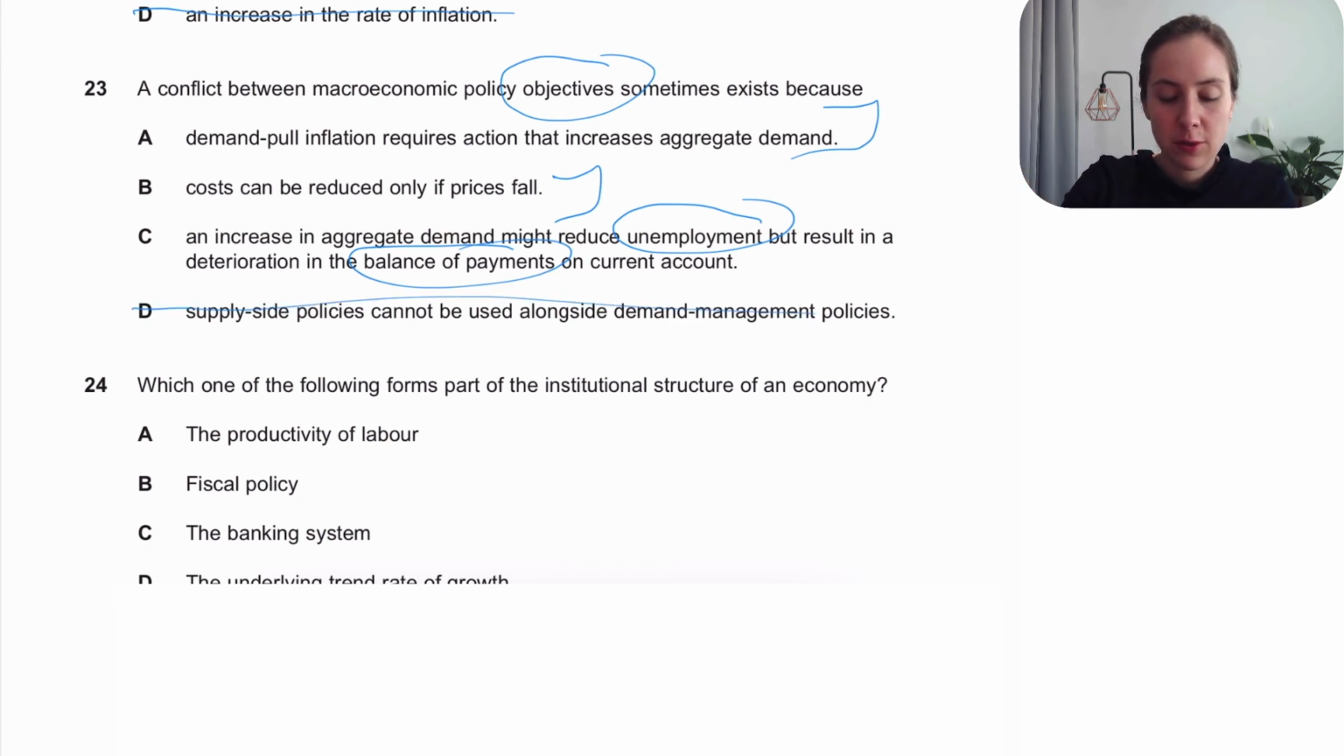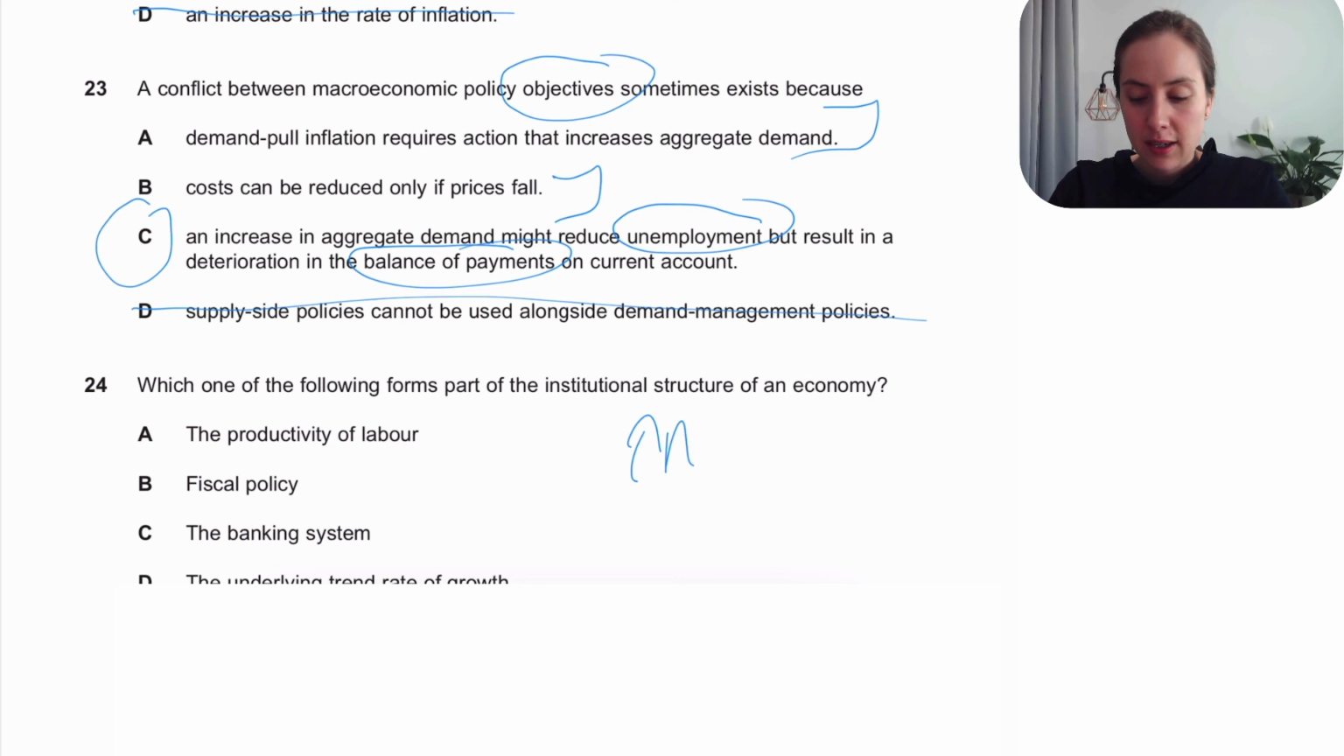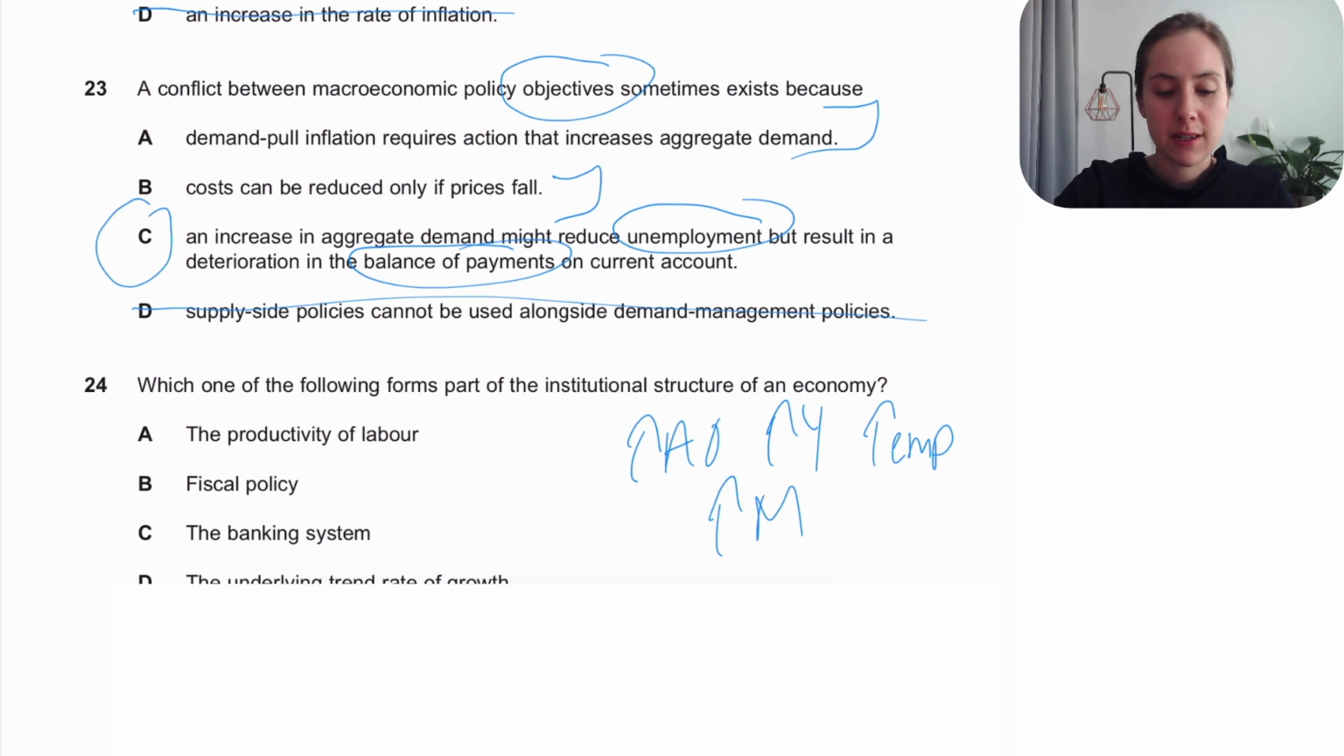So I think the only one that's talking about a conflict is C, but let me just double check if it makes sense. Increased AD, yeah, it can reduce unemployment because it increases output, so there's more employment. But because there's more employment, people have more incomes and they import more stuff. So that's how it deteriorates.